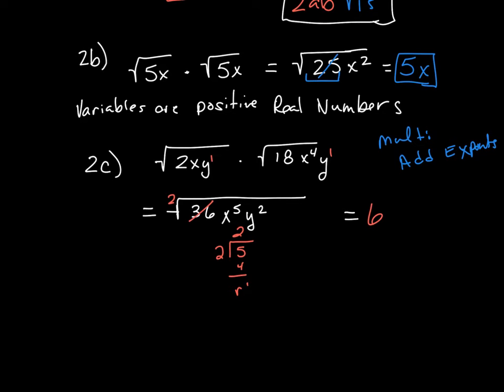So what that means is anything that divides evenly comes outside, so I have x squared that comes outside. My remainder is equal to 1, so that means x to the 1st power remains inside the radical. If it goes evenly, it comes outside the radical. And if it is a remainder, it remains inside the radical.